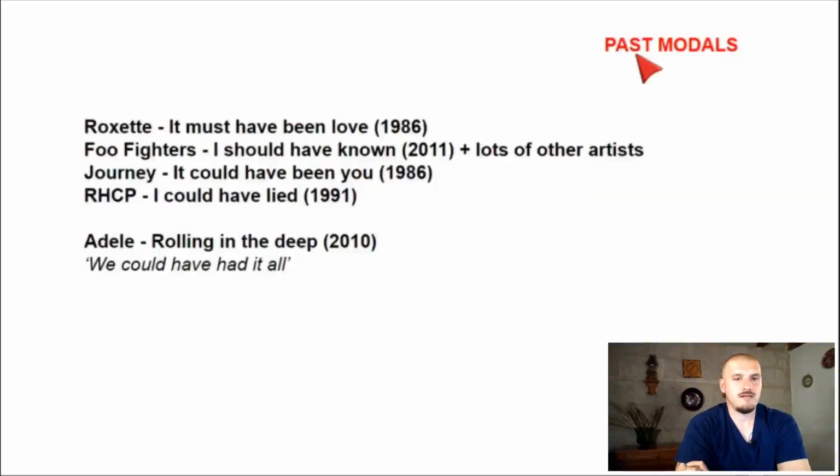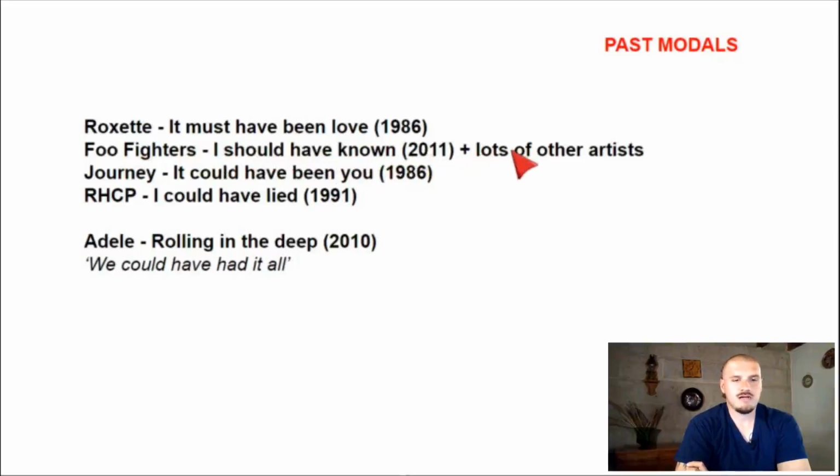Hablando de canciones que tienen modals en el pasado, hay una que otra famosa. Roxette, from 1986, It Must Have Been Love. It must have been love, but it's over now. Eso, ¿no? Debe haber sido amor. Foo Fighters, I Should Have Known. Debería de haber sabido, I Should Have Known.